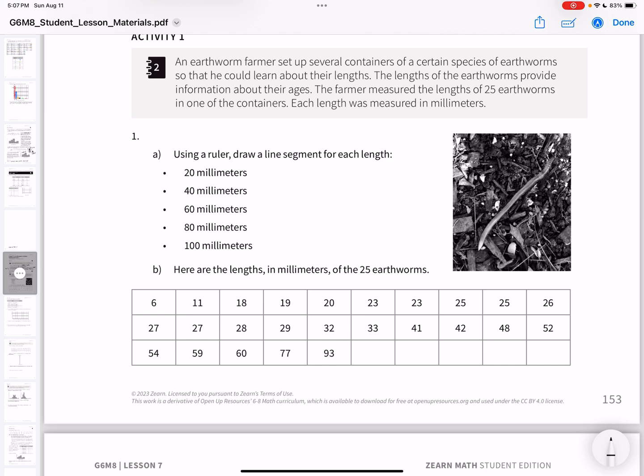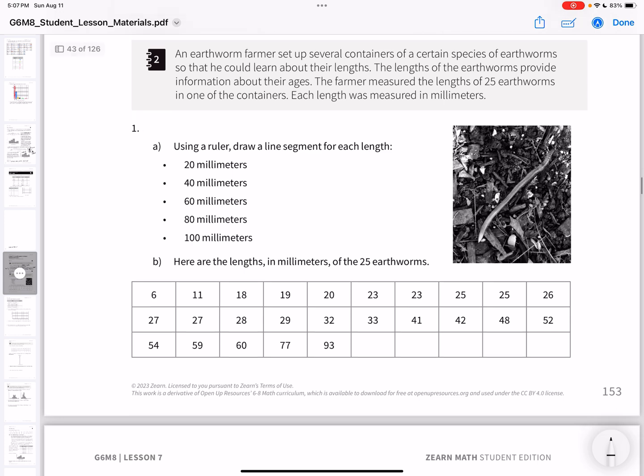Okay, so number 1A, you're going to have to do on your own. Using a ruler, draw a line segment for each length. So grab a ruler. You're looking for 20 millimeters, 40, 60, 80, and 100 millimeters. And you should draw it right off to the side.